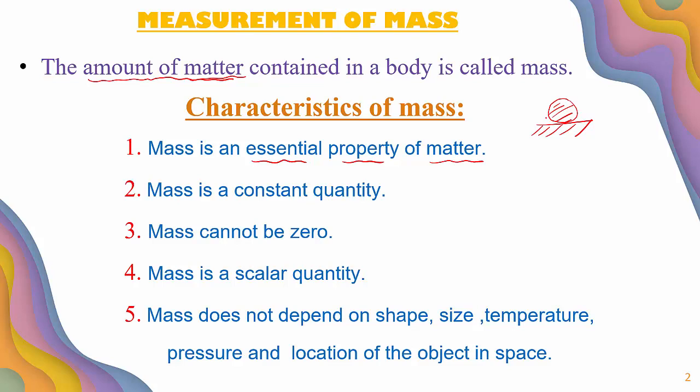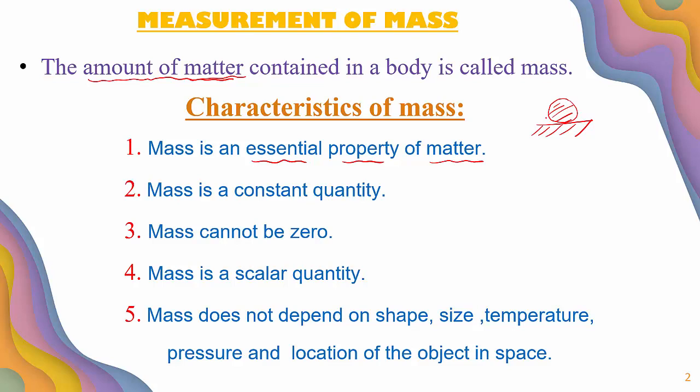So, why is it an essential property of matter? Because we know the definition of matter. Matter is anything that occupies space and has mass. For example, if I am going to consider a chair, that chair occupies certain space and it is having certain mass, that is a matter. Anything you can consider, if it is having certain mass, if it occupies a certain space, then we can call it as matter. So what is the first property? Mass is an essential property of matter.